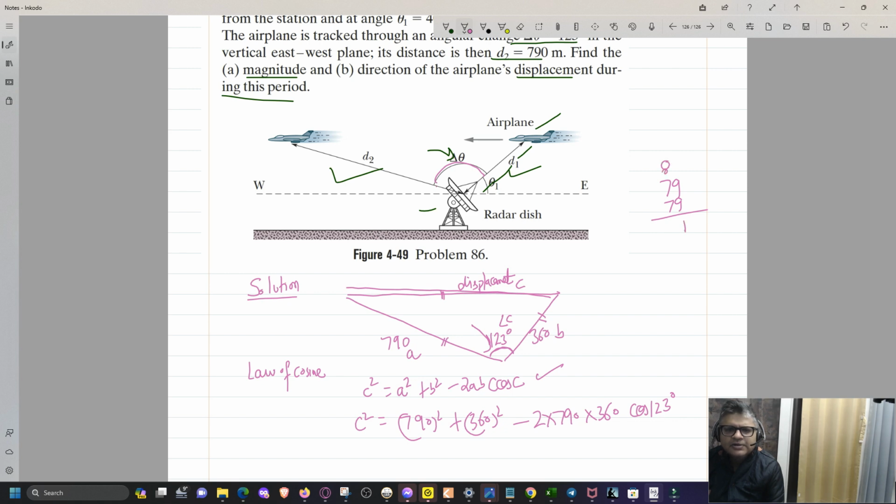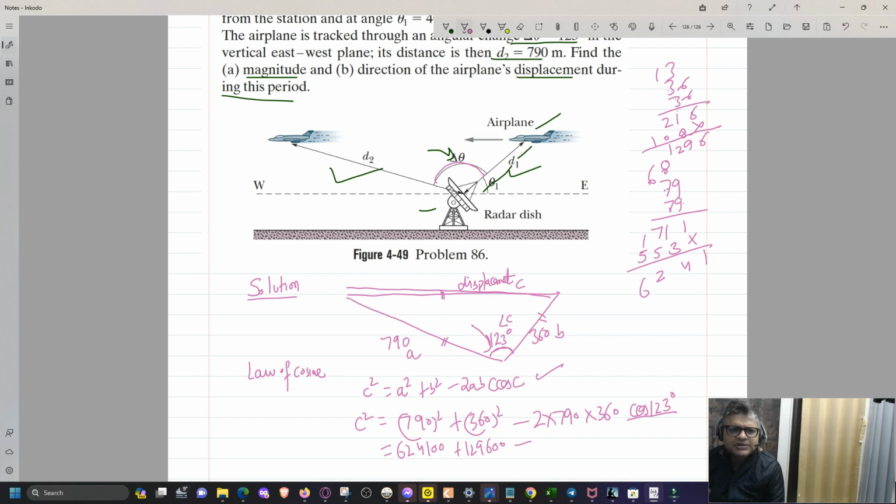9 nines are 81, 9 sevens are 63, and 8 is 71. 7 nines are 63, 7 sevens are 49, and 6 is 55. So this is 624100, and 36 into 36: 6 6s are 36, 6 3s are 18, 3 6s are 18, 3 3s are 9, so 1296. So 129600 minus the product, and you can see the sine table for cos of 123. Calculate all of this, you will get the answer. So that's your first part: what is the magnitude of the displacement of the airplane? Displacement is a direct distance which you calculate.